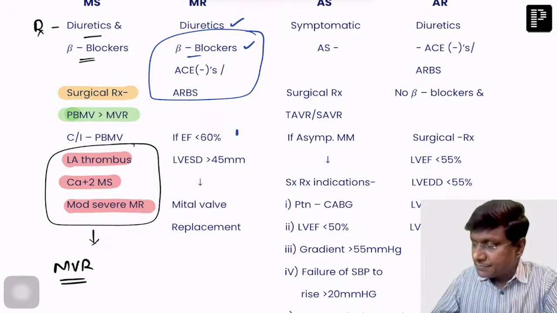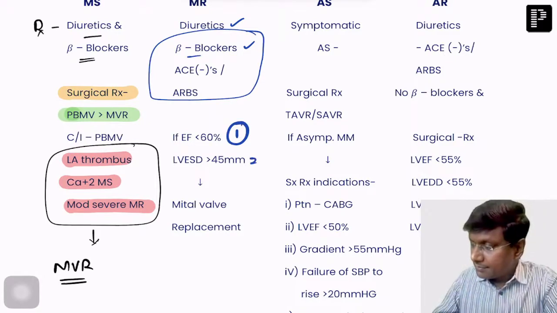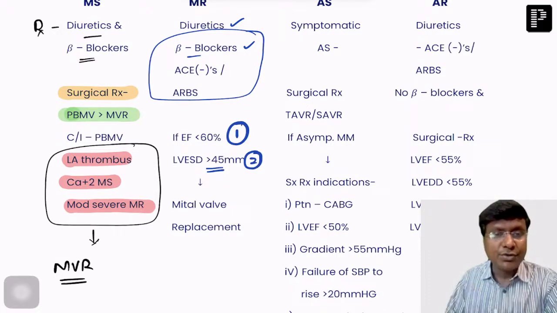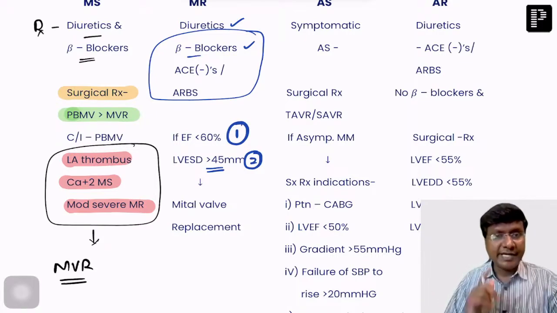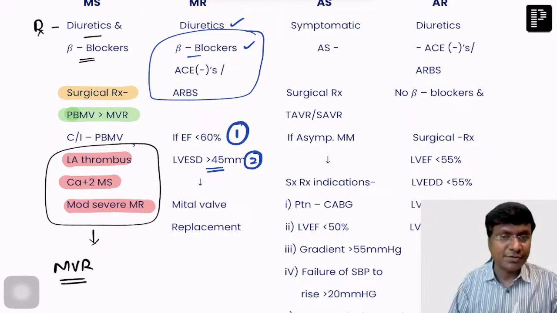When the ejection fraction is reduced to less than 60%, or when the LV end systolic diameter is more than 45 mm, or 4.5 centimeters, that is the point when you need to do mitral valve replacement. Okay, so this is about the MR. In case of acute MR, the causes are infective endocarditis and anterior wall MI or inferior wall MI. Chronic MR: rheumatic heart disease, dilated cardiomyopathy, restrictive cardiomyopathy, hypertrophic cardiomyopathy, mitral valve prolapse syndrome.